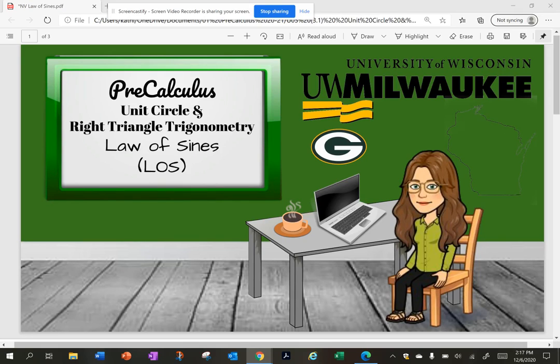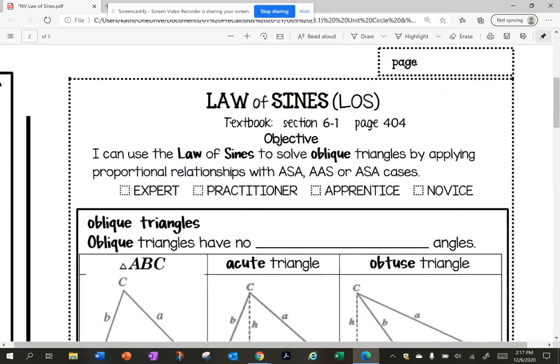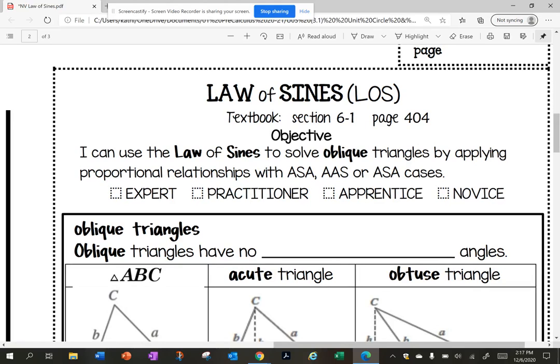Today's lesson is on the law of sines. So my learning objective for today is: I can use the law of sines to solve oblique triangles by applying proportional relationships with angle side angle, angle angle side, or side side angle cases.